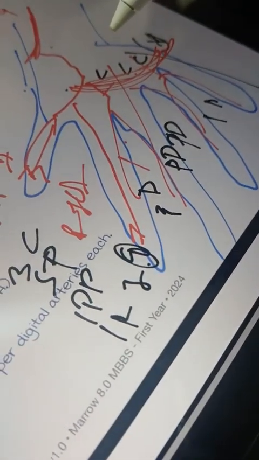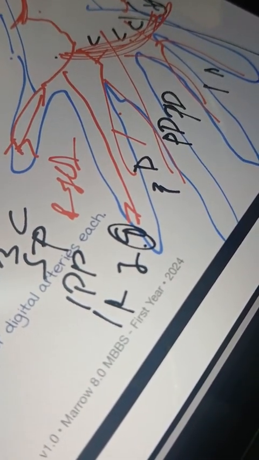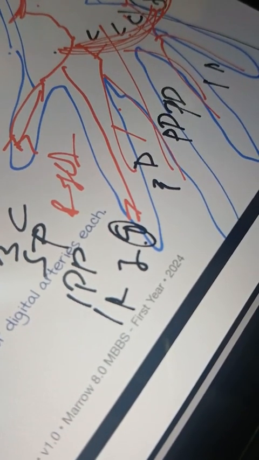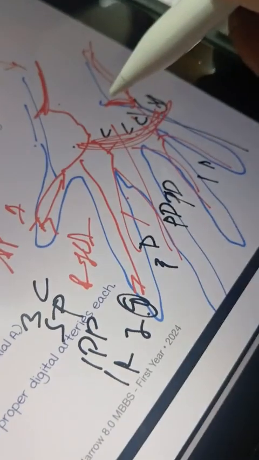So that's the superficial palmar arch. You can see over here, that's the superficial palmar arch. And then what we have is this ulnar artery. Here the ulnar artery will basically join the superficial palmar arch, and also it will give one more branch which is known as the deep branch of the ulnar artery. You can see this diagram.